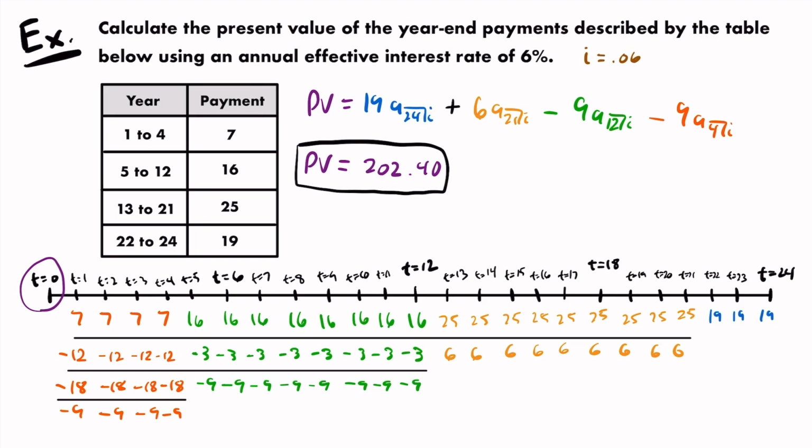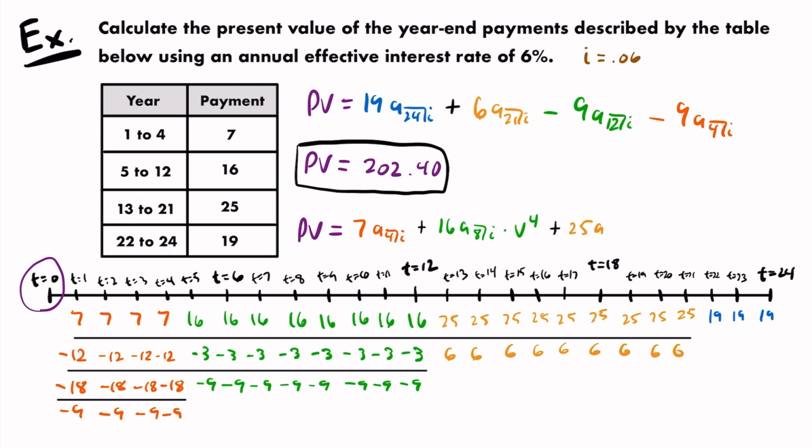$202.40. All right. The present value would be equal to those 4 payments of $7. So you'd have 7A4 bracket i. Then you'd add that to the 8 payments of $16. So you have 16A8 bracket i. But now that present value would need to be brought back 4 years. So you'd multiply by v to the power of 4. And then you'd add that to the 9 payments of $25.